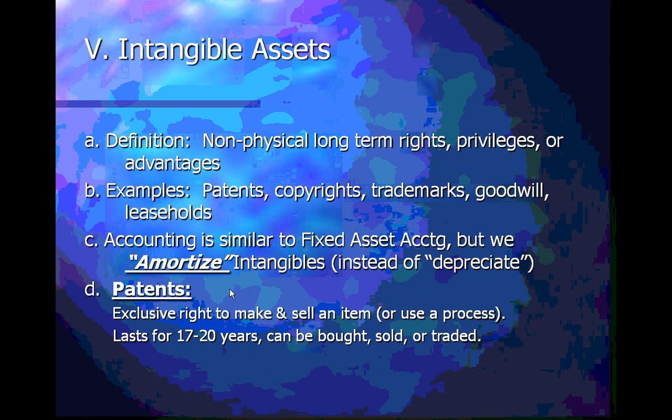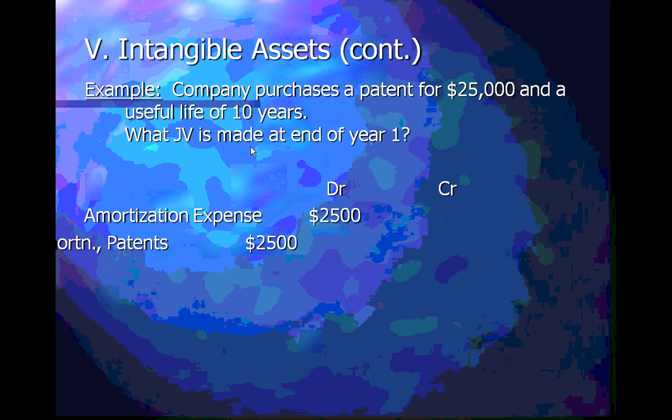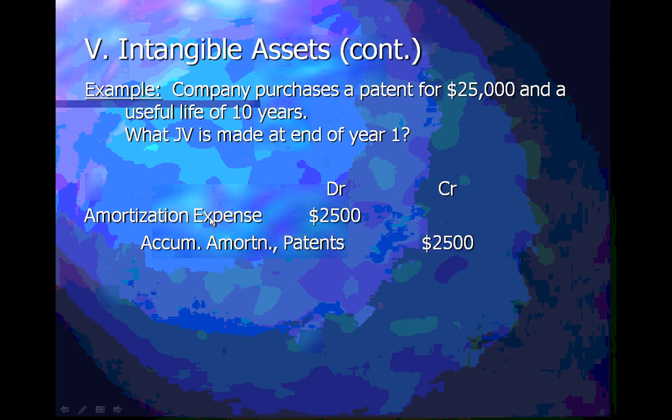Okay, if you have a patent, this is typically an exclusive right to make and sell an item or use a process. These typically last for 17 to 20 years. They can be bought, sold, or traded. And the durations of patents often do change depending on what it is and what country you're in. So a lot of variation there. What would happen here if a company purchases a patent for $25,000 and it's going to be good for 10 years? What journal entry is made at the end of year one? Well, you would just simply go 25,000 divided by 10. It's worth 2,500. So there you go. Notice here you would record amortization expense and then accumulated amortization for the patent, just like depreciation.